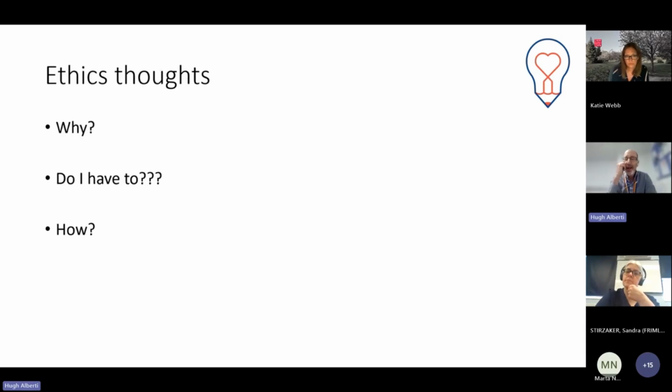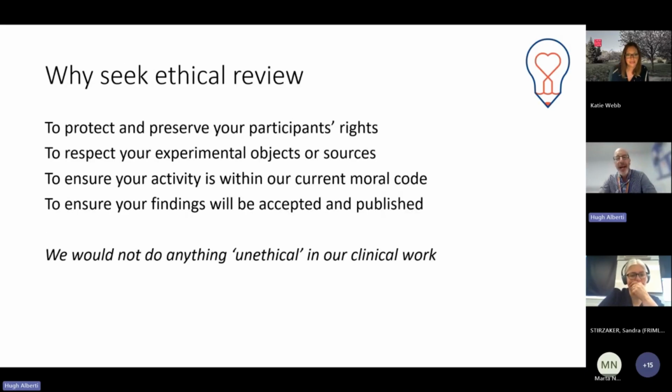And then just to mention ethics. So do I have to? Why do I have to? I mean, the answer obviously is yes. And here are some of the official reasons for seeking ethical review. Obviously, the bottom line is we wouldn't do anything unethical in our clinical work, so why would we do that in our research work? So I'll let you read those, but they're pretty straightforward and what you would expect.